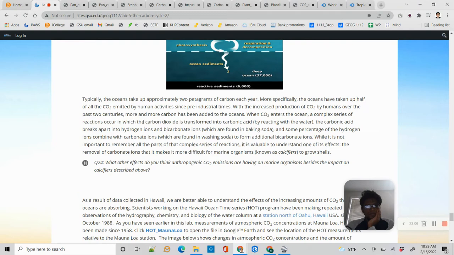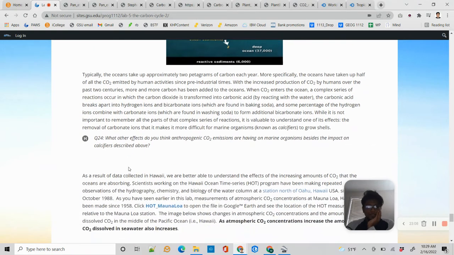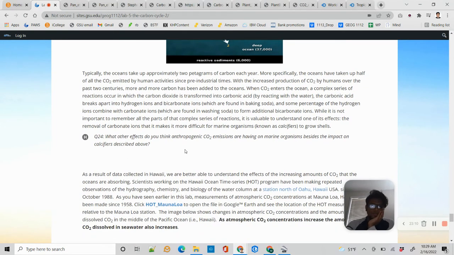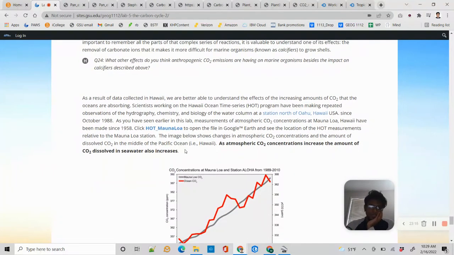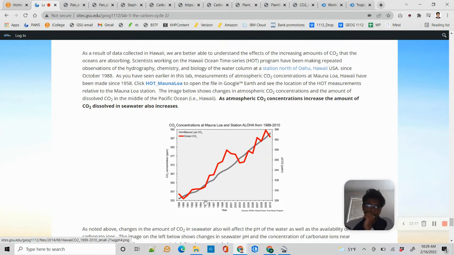So question 24, follow the description here. This is a hypothesis question that will be based on the overall idea that I've been talking about so far. Then there is a graph of carbon dioxide concentration at Mauna Loa station, Aloha, and ocean carbon dioxide.